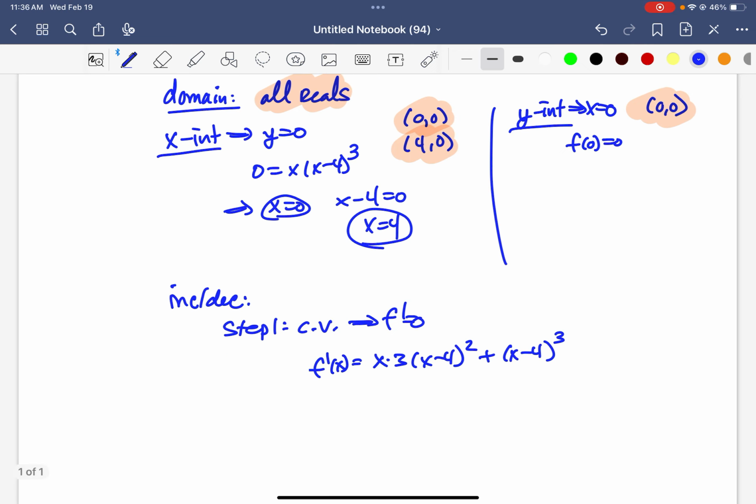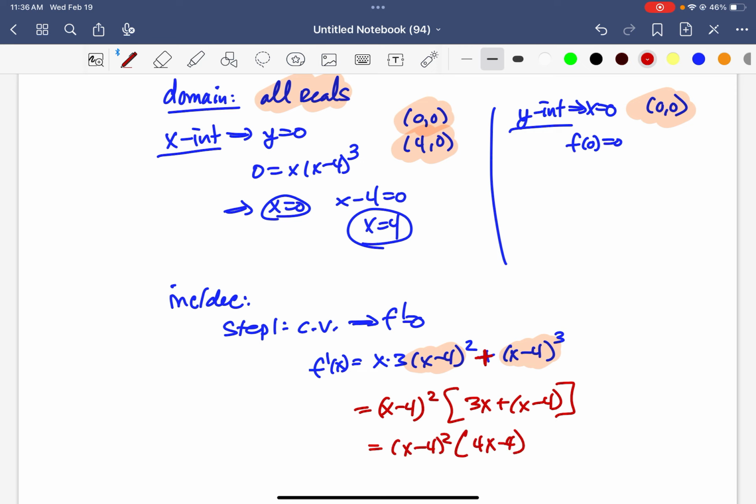Now when I look at this, I need to see two big terms, this one and this one. What's common to both terms is two of these x minus 4s. So if I pull out x minus 4 squared, who would be left behind? Well, it would be 3x plus x minus 4. So when we simplify, it's 4x minus 4.